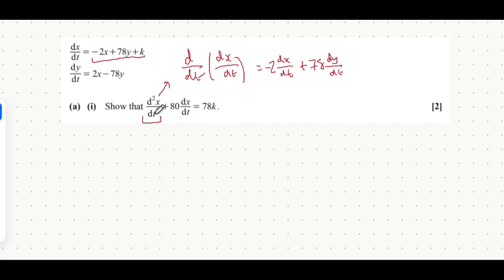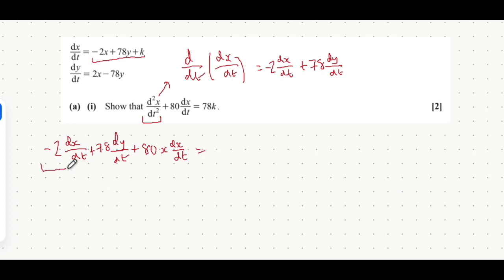So we can write out d squared x over dt squared by this expression here. So let's start by writing that out. Minus 2 dx by dt plus 78 lots of dy by dt. When it comes to the next term now, we can write that out as 80 dx by dt. And I'm just going to write this out here. You guys might be thinking, can't I just substitute in now? But you can, but yeah, let's take this step by step.